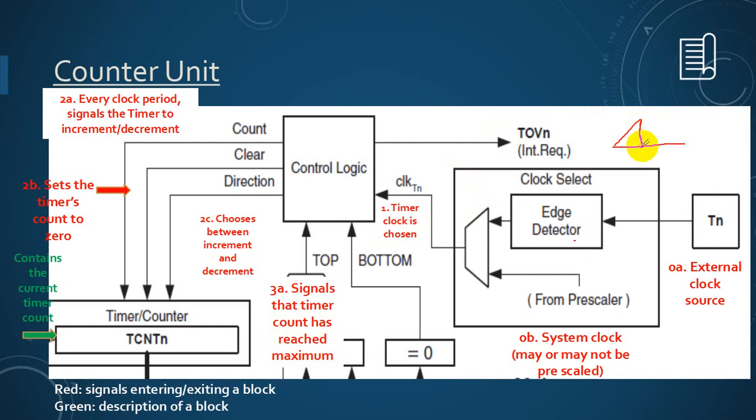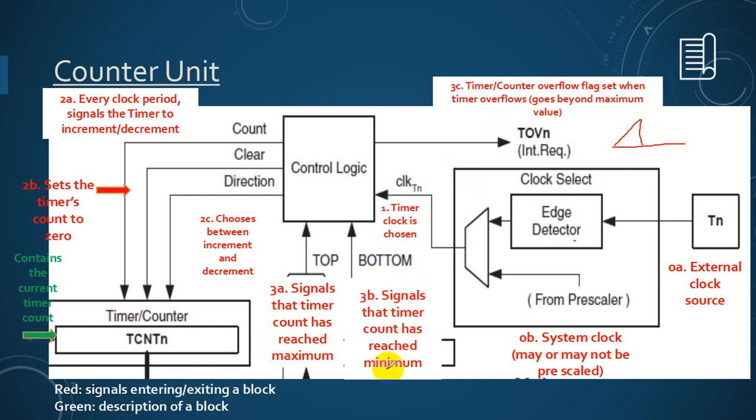Okay. So when it goes to 0, look at over here. When it goes to 0, it signals the timer count has reached minimum. At that time, when it goes to 0, the timer counter overflow flag is set when the timer overflows. That means at this point it overflows. When it overflows and comes to 0, the flag bit is set. When the flag bit is set, then your CPU can take necessary action.